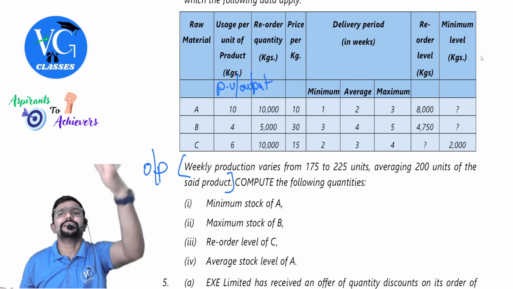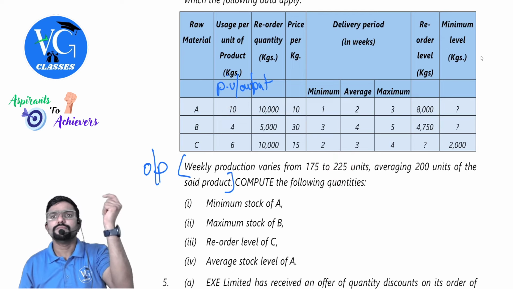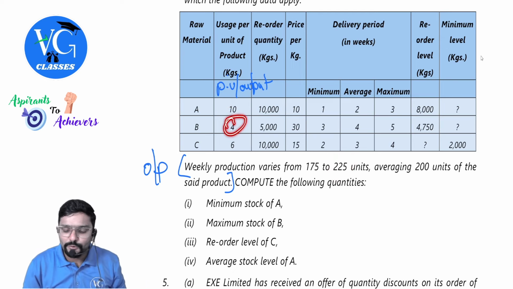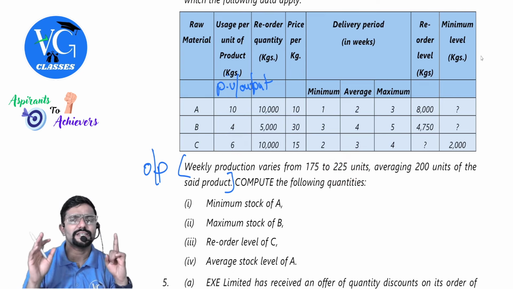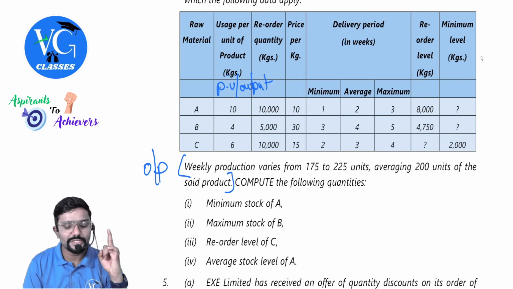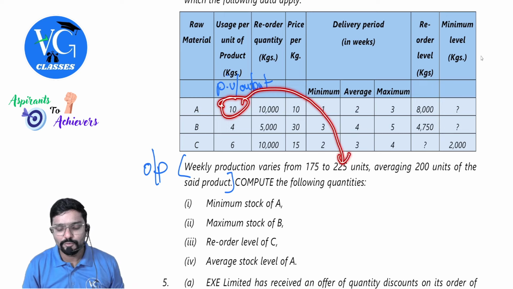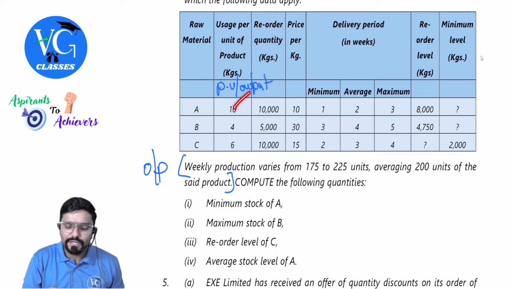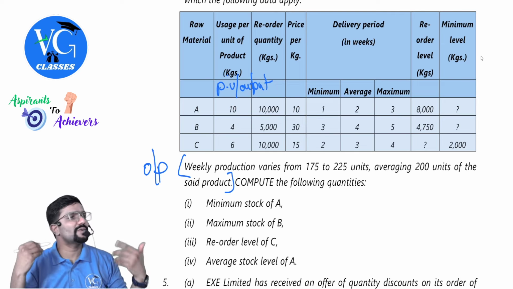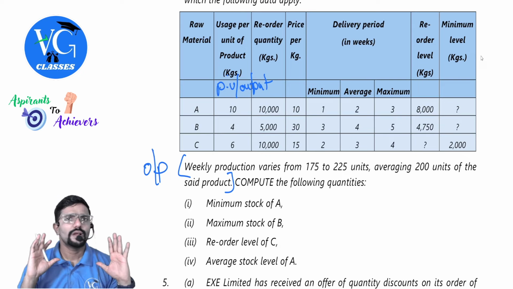Yes. If I ask you what is the maximum consumption of raw material, it will be 10 into 225 for A. For B, if I ask, 4 into 225. For C, 6 into 225. Guys, listen here. For each and every unit of output, how many kgs of raw material are required? A, 10 kgs. So what is the maximum production of output? 225. So what is the maximum raw material I require? 10 into 225. If I ask you what is the minimum raw material I require? 10 into 175. If I ask you what is the average consumption of A, it would be 10 into 200. Hope you understood.